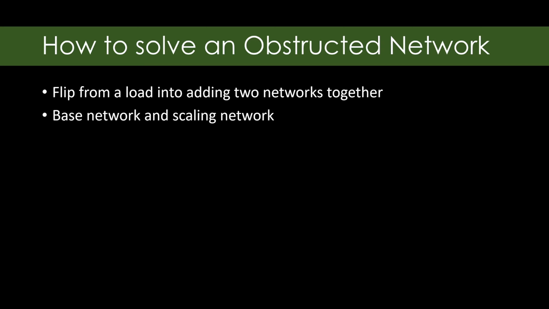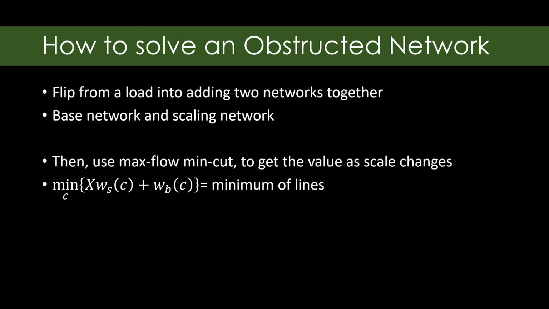Let's put this all together. We flip the load into adding two networks together, as we saw at the end of the last whiteboard. And we have the base network and the scaling network. In the scaling network, we give it an arbitrary scaling variable x. And we can use max flow min cut in theory on this. And we'd get a function that shows how the value changes. And we get, for each cut set, the minimum of all of these little lines. And there's actually a structure to this that's useful. We obviously are not going to compute the thing directly because the number of cut sets for any real network is very large and very inefficient, but we can take advantage of a few tricks.